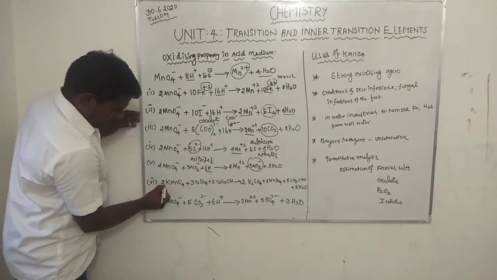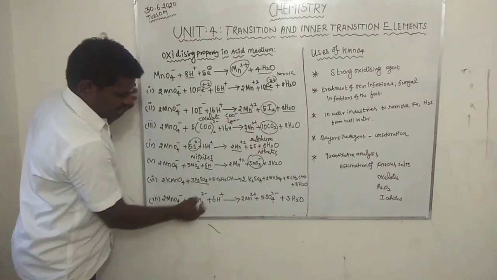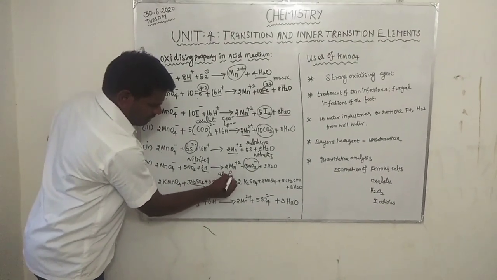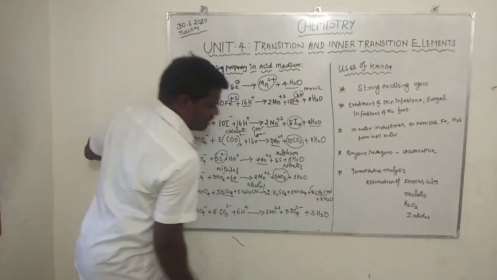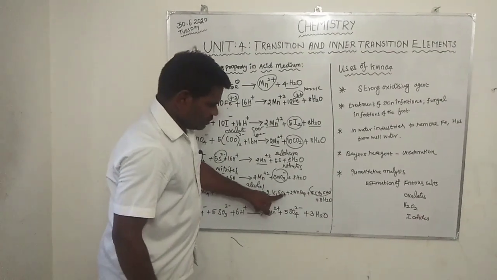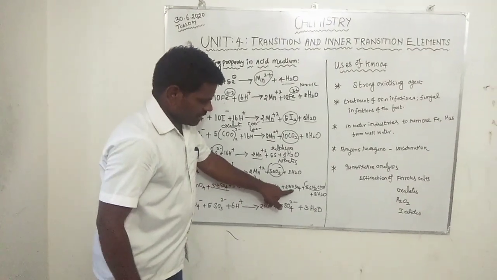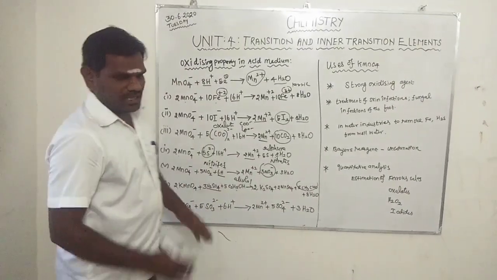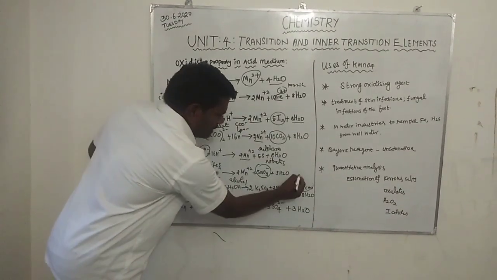Next one, the KMnO4 is treated with sulfuric acid and ethanol, which is one of the alcohols. The alcohol is converted into aldehyde: 3 moles of K2SO4, potassium sulfate, and manganese sulfate, and 5 moles of acetaldehyde and 8 moles of water obtained. Here, alcohol is converted into aldehyde.